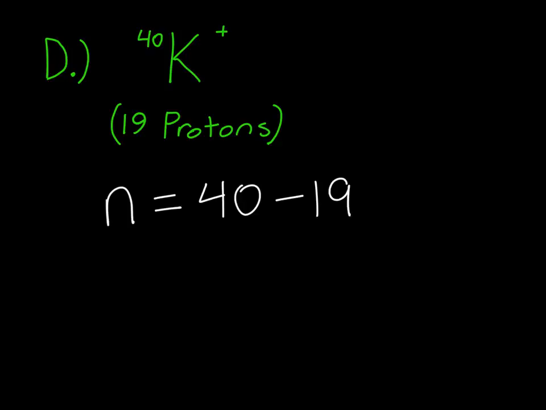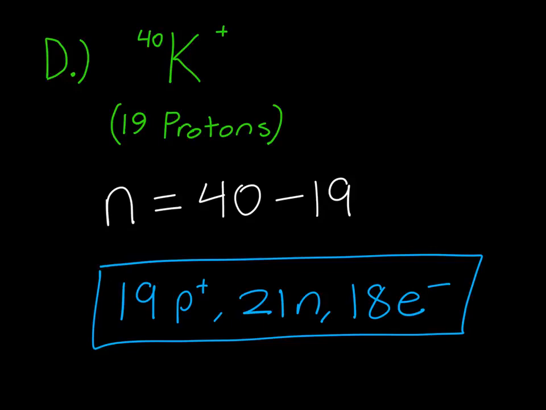Since the mass number is 40, there must be 21 neutrons. This specific potassium atom is a cation, meaning that to get the number of electrons, we must subtract the charge number from the number of protons, giving us 18 electrons. So this specific atom has 19 protons, 21 neutrons, and 18 electrons.